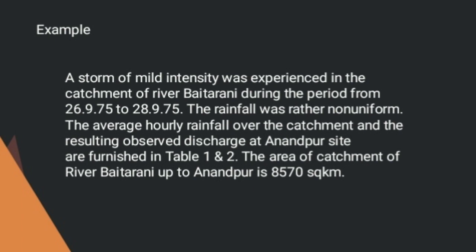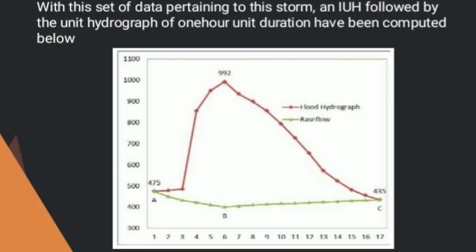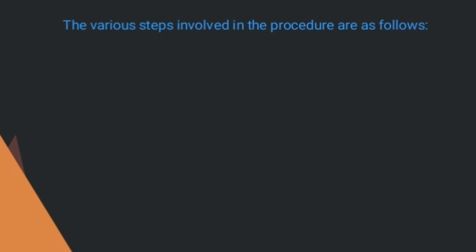The area of the catchment of river Baitarani up to Anandpur is 8,570 square kilometers. With this set of data pertaining to the storm, an IUH followed by the unit hydrograph of 1 hour unit duration have been computed below. The various steps involved in the procedure are as follows.